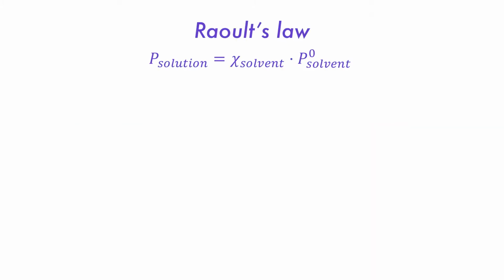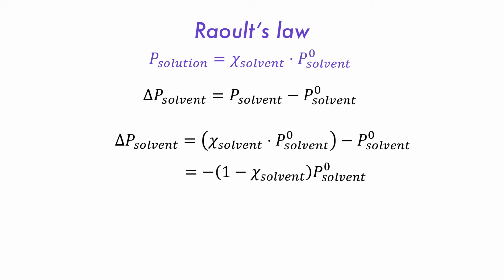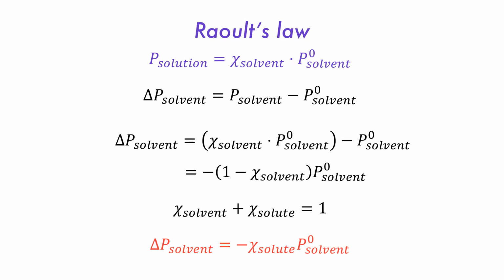Modification of this equation, called Raoult's Law, allows calculation of a useful parameter, the lowering of the vapor pressure as a function of solute mole fraction. The change in solvent vapor pressure can be described like so. And Raoult's law can be substituted in place of solvent vapor pressure to give a new equation. For a binary system of one volatile solvent and a non-volatile solute, the sum of the mole fractions must be 1, and so the initial equation can be rewritten as this. So the decrease in vapor pressure of the solvent is proportional to the mole fraction of the solute.